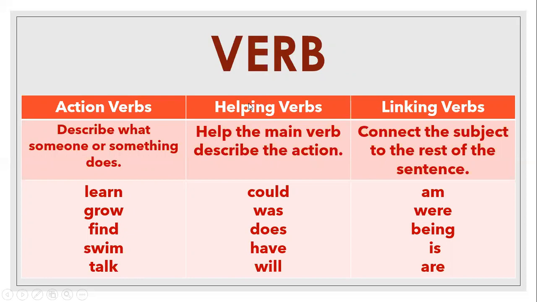The second type of verbs are the helping verbs, and they help the main verb describe the action. The main verb is usually an action verb. Examples of helping verbs are could, was, does, have, and will. The third type of verbs is the linking verbs, and linking verbs connect the subject to the rest of the sentence. Examples: am, were, being, is, are. These are linking verbs.